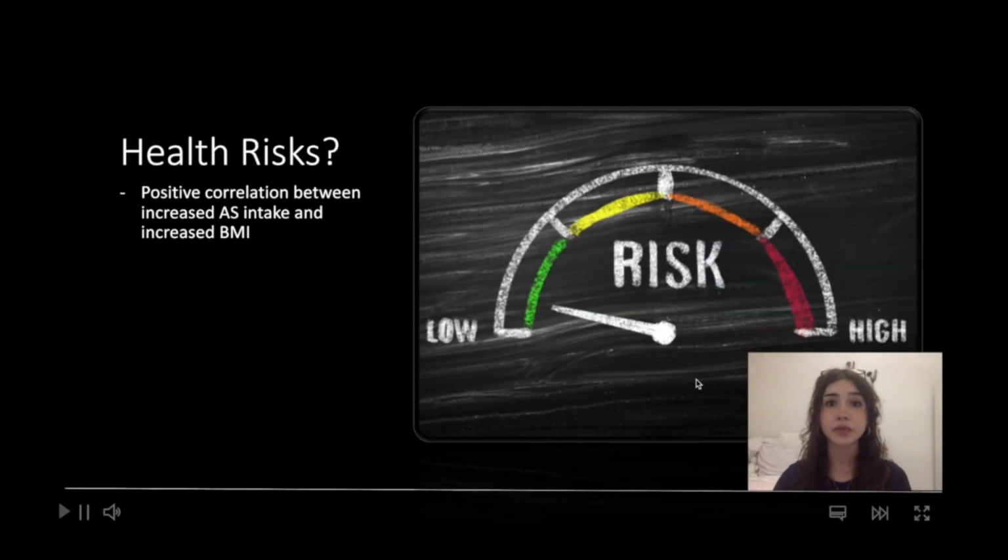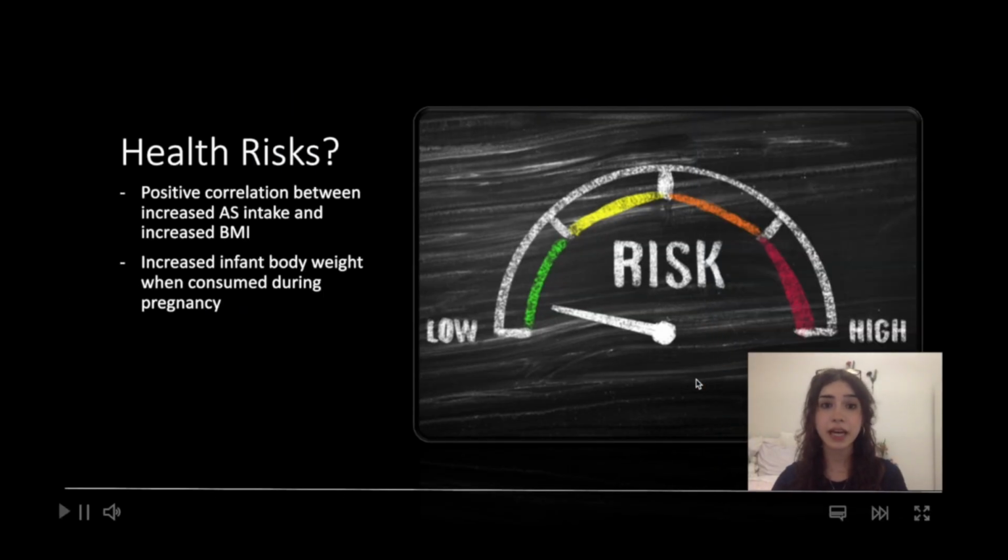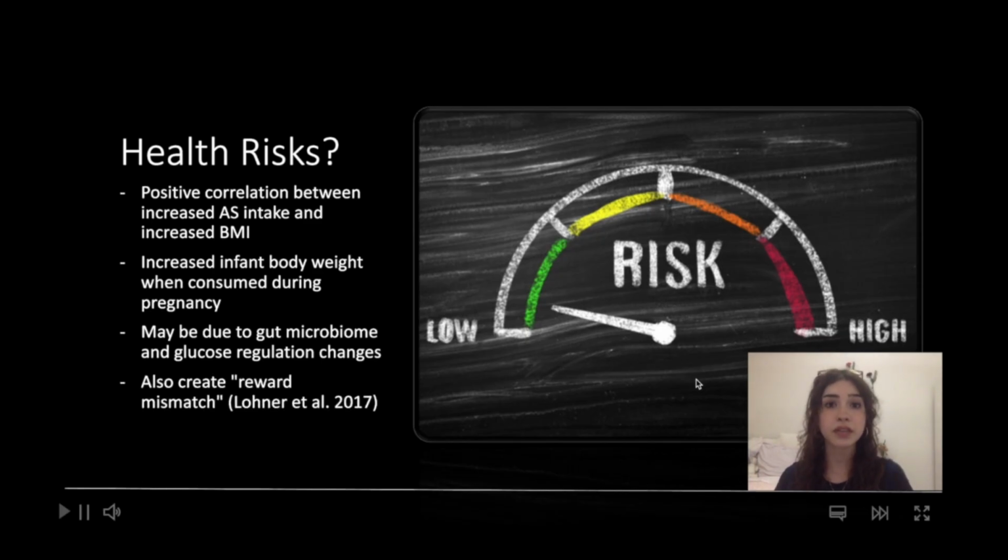Some studies have shown a link between increased artificial sweetener intake and a higher BMI, and even an increased infant body weight when consumed during pregnancy. These effects may be a result of changes in our gut microbiome and our glucose regulation. And these artificial sweeteners can also affect the brain's reward system.